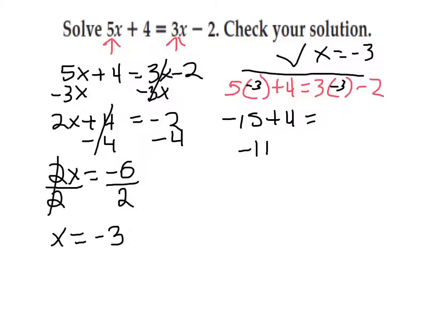I'm going to go ahead and do the other side of the equation. 3 times 3 is 9. Positive and negative give me a negative 9. I'm going to go ahead and combine a negative 9 and a negative 2. That gives me a negative 11. Yes. My answer is x is equal to negative 3.